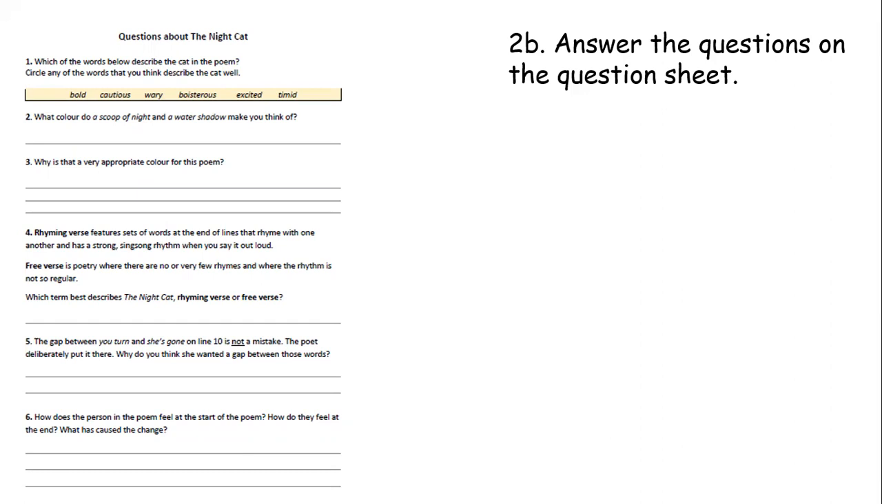Question five. The gap between you turn and she's gone on line 10 is not a mistake. The poet deliberately put it there. Why do you think she wanted a gap between those words? Question six. How does the person in the poem feel at the start of the poem? How do they feel at the end? And what has caused this change of their feelings?